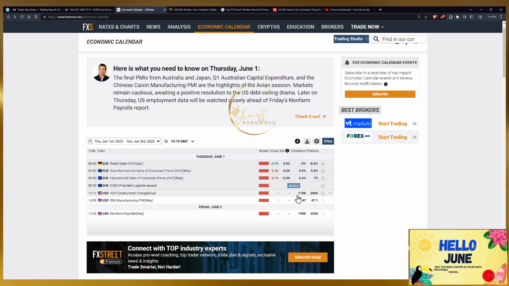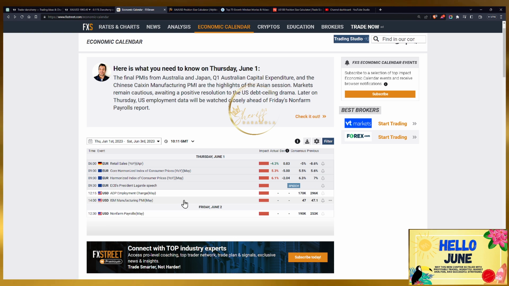From the previous data, we have 296,000 as against the consensus projection of 170,000. So this is a sign that there is a little bit of contraction in the economy. We are going to be looking forward to what the actual data is going to be in an hour from now. Is it going to be beyond expectation, just as expected, or even below expectation? These are what we are looking forward to, and we want to look at the chart to see how participants in the market will be anticipating this event.